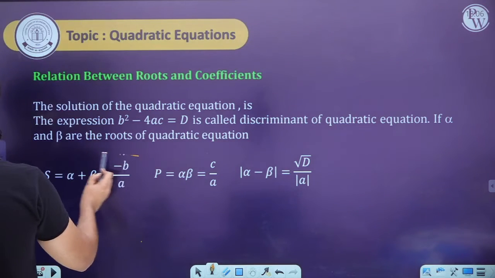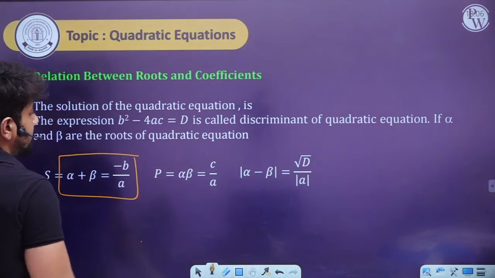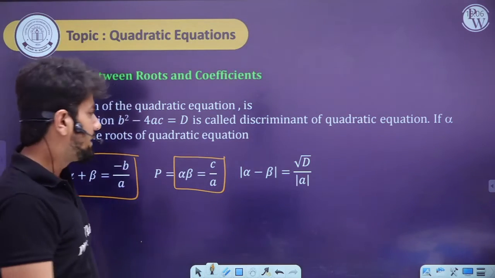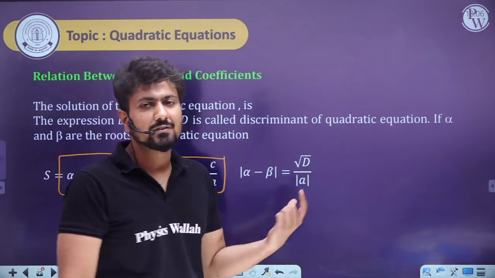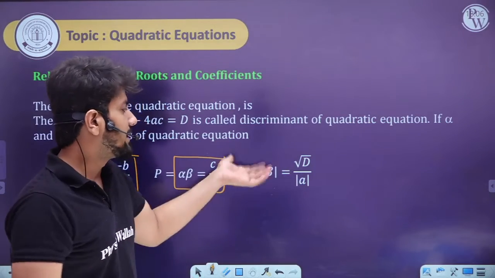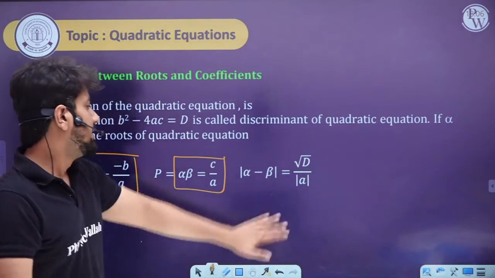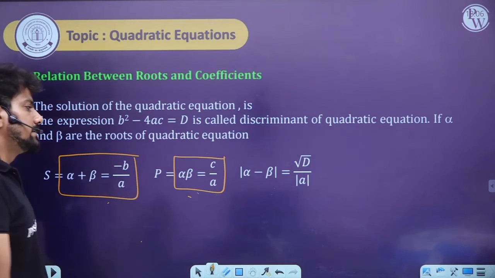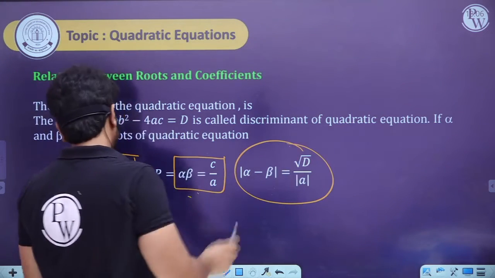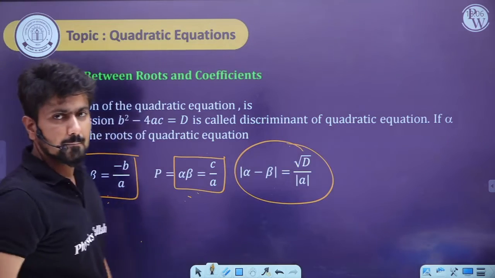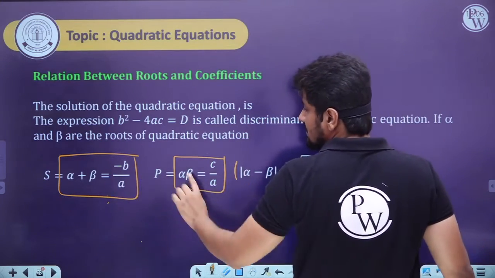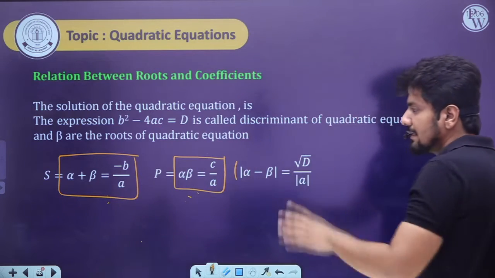That the sum of the roots alpha plus beta is minus b by a, and the product of the roots alpha beta is equal to c by a. And then we have another formula, the difference of the roots alpha minus beta, that is square root of d by modulus of a. This is derived from these two only. I hope you understood the derivation of these two results.